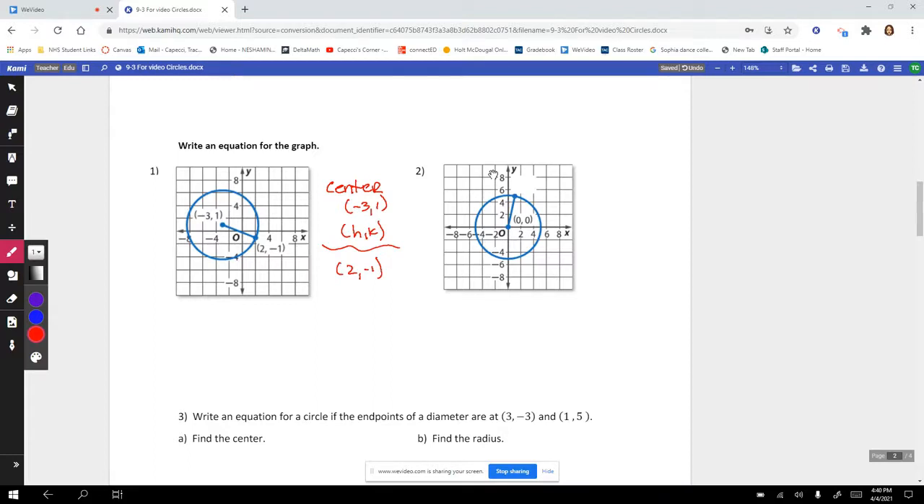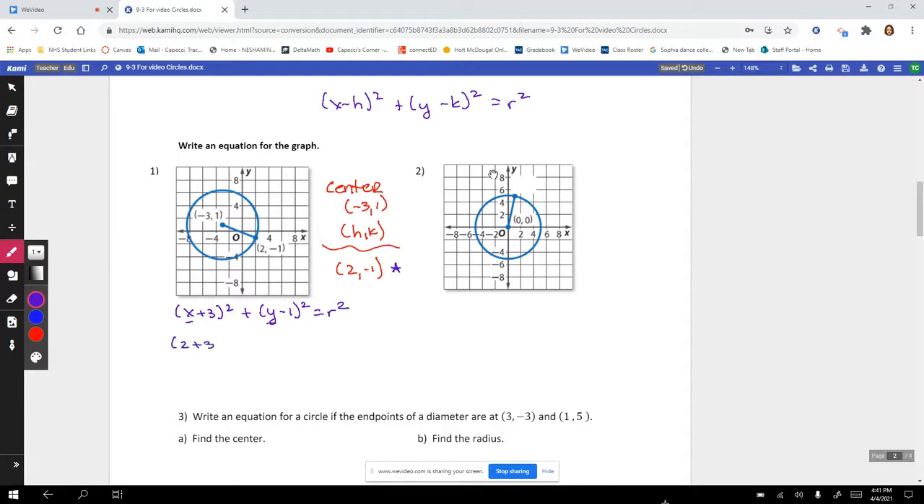Now, up top, I'm going to write the formula so we have it: (x minus h) squared plus (y minus k) squared is equal to r squared. In this case, I have my h and k, but I don't have my radius. So I'm going to have to use that other point to help me find it. If I start with (x plus 3) squared plus (y minus 1) squared is equal to r squared, I need to fill in the values for x and y to help me get to r. This is where the second point is going to come in.